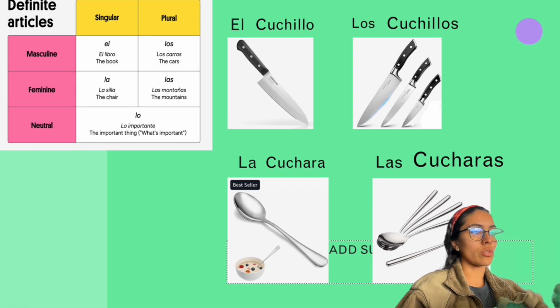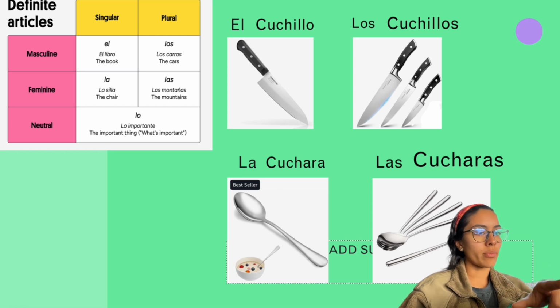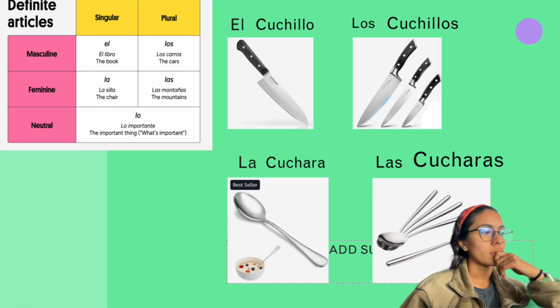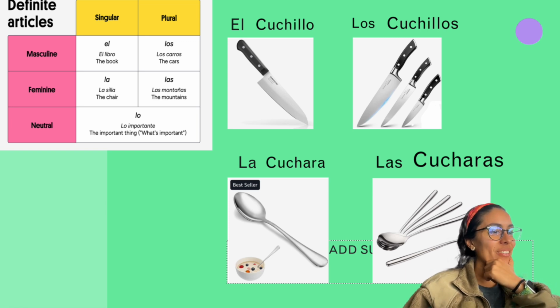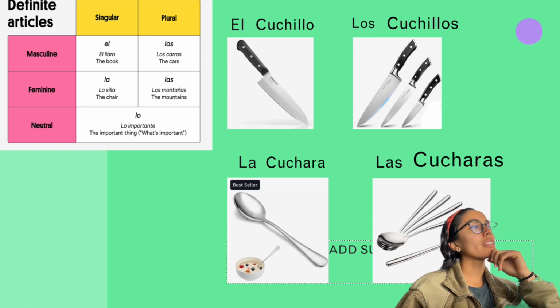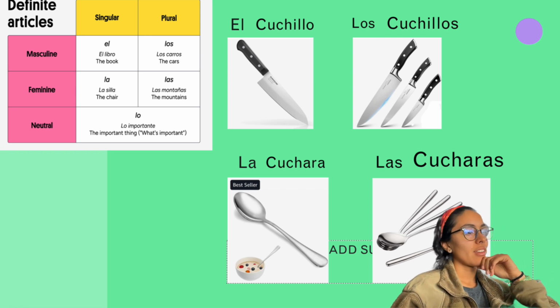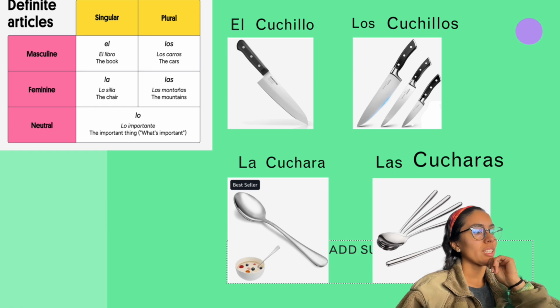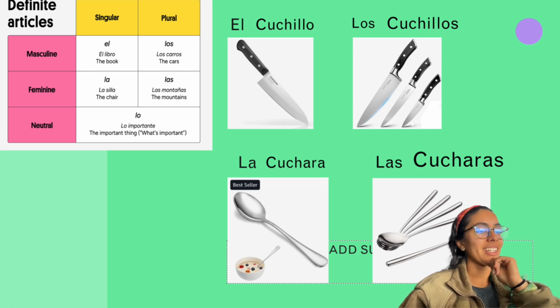So, any questions on what we just did and what's masculine singular, masculine plural, feminine singular, and feminine plural? It's interesting, a little different, but the knives are masculine and the spoons are feminine. Yeah. What's the fork? El tenedor. Tenedor is masculine. Okay. El tenedor. Yeah. Thank you. Of course.